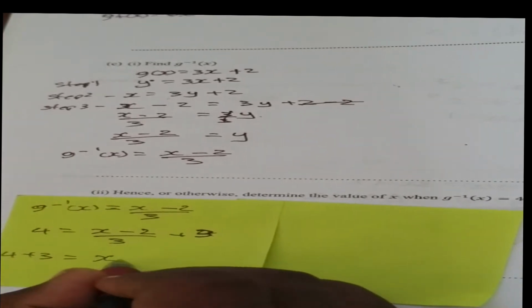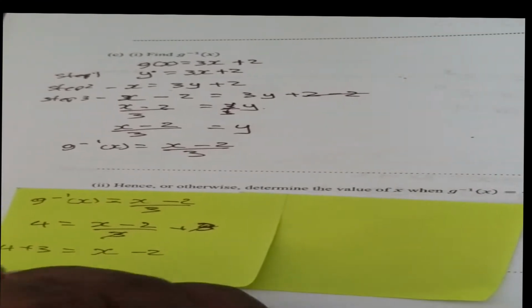And so because we have the 3 in the denominator, we're going to times both sides by 3. To remove this denominator, we're going to multiply it on both sides. So we'll have 4 times 3 is equal to x minus 2. So this 3 will be cancelled, and it will be 4 times 3 is equal to x minus 2. And 4 times 3 will be equal to 12, equal to x minus 2.